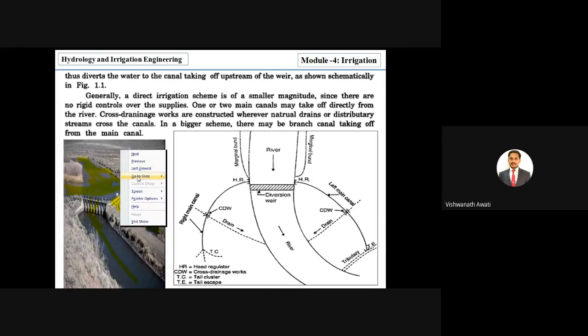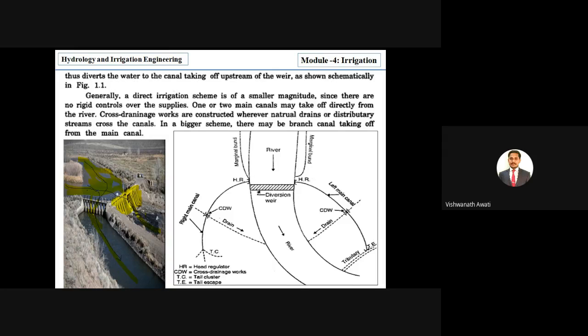It is what is called a diversion scheme, or direct irrigation. You can see it is a river here, and water is coming like this, and due to the rising of water it is diverted towards the canal, right? So if it were without a diversion structure, then water would flow towards the downstream, correct? So that's how the diversion work is completed.